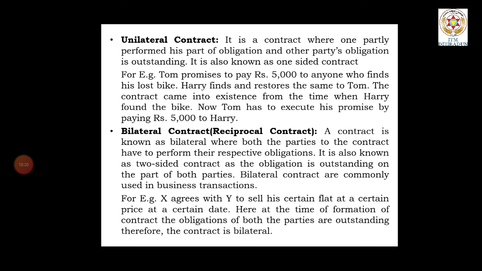Okay? For example, Tom promises to pay 5,000 to anyone who finds his lost bike. Harry finds and restores the same to Tom. The contract came into existence from the time when Harry found the bike. Now Tom has to execute his promise by paying 5,000 to Harry.